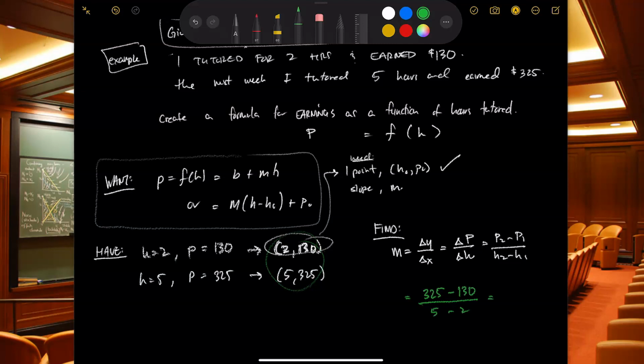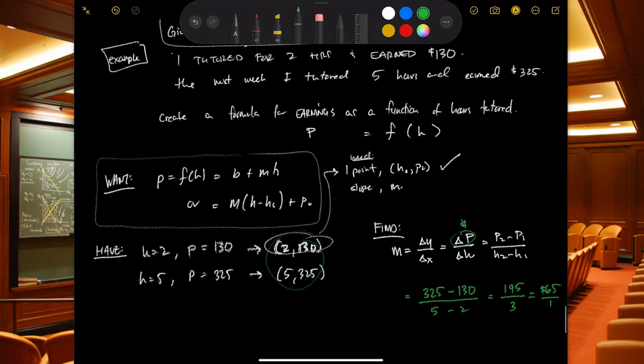And so what do we get here? 325 minus 130 should be 195, all over 3. And then we can go ahead and divide that. Turns out it is divisible by 3, and it becomes 65 over 1. You'll notice I tagged the units in there. What are the units? Units of P in dollars over the units of H in hours. So this is $65 per 1 hour. So I have my slope now.